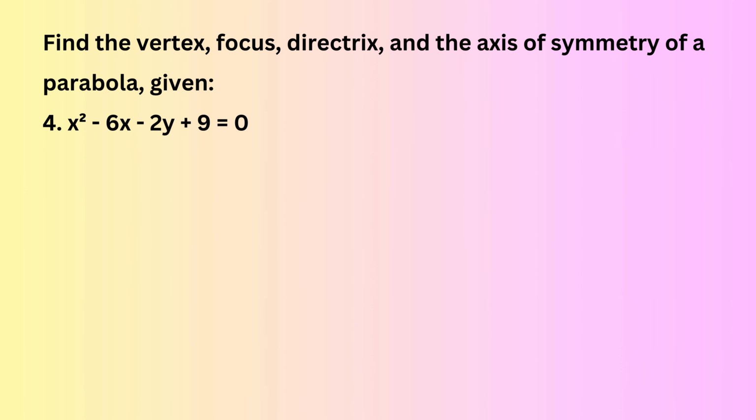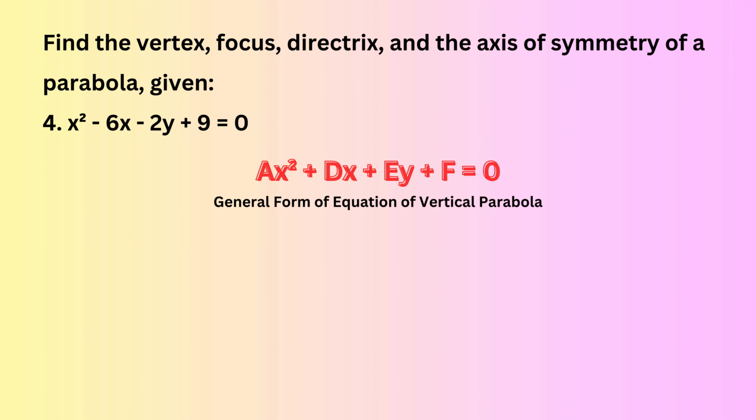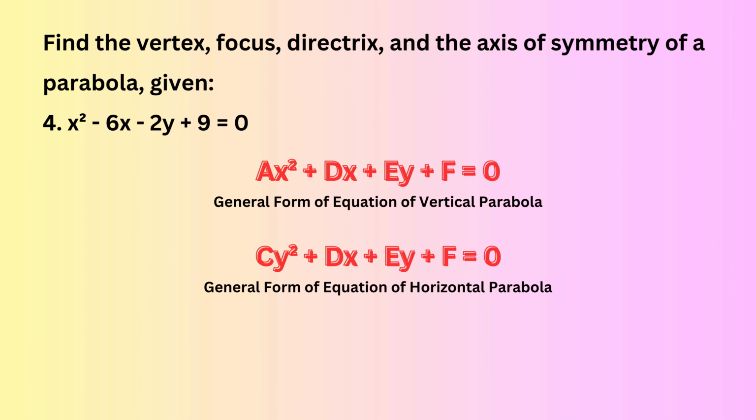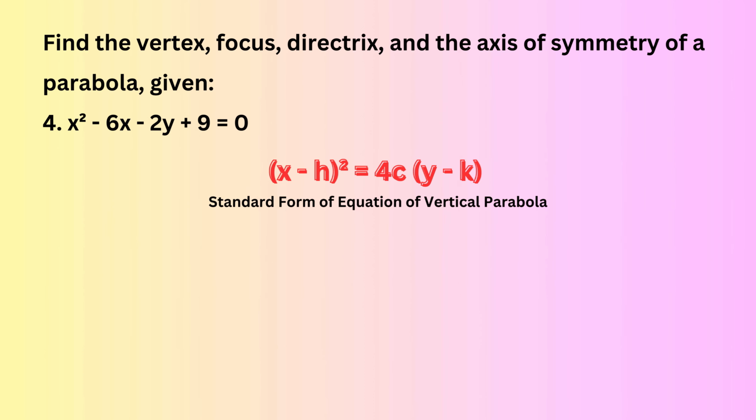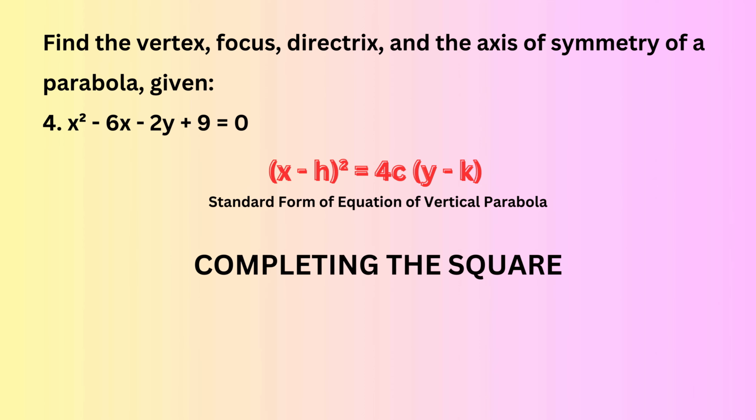For this last problem, it's not in the standard form. Instead, the equation is in the general form of a vertical parabola, since x is squared. We also have the general form of a horizontal parabola, like this. Going back, it would be difficult to determine the parts of the parabola if we are not able to write this in standard form of equation. And we can write general to standard form of equation by completing the square.